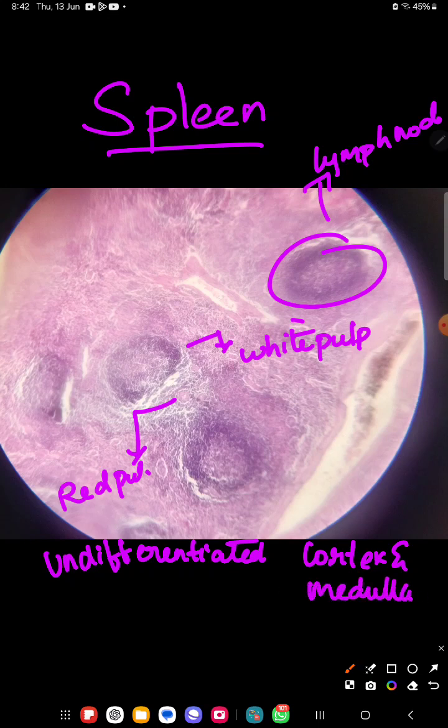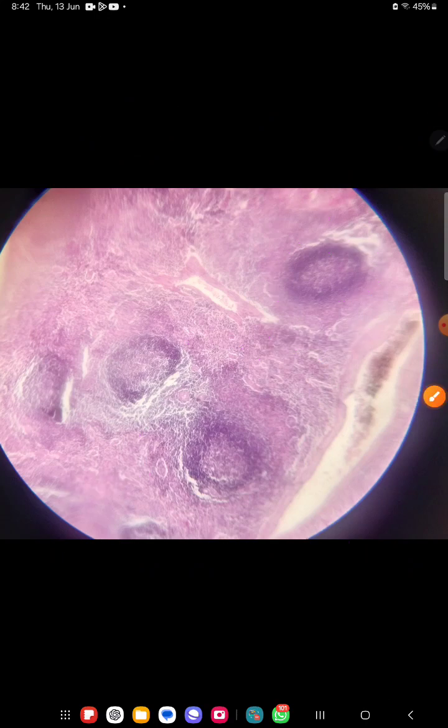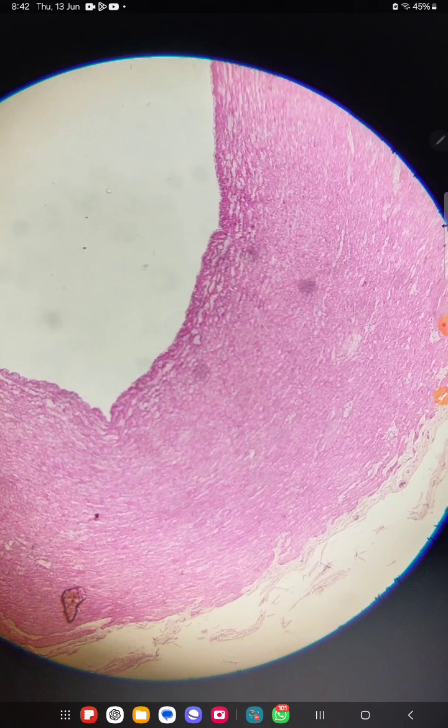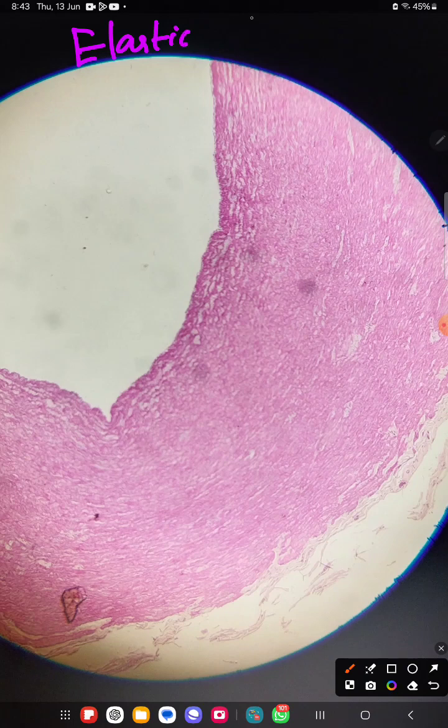That's all. Then after, I am going to talk about something very important. I always make mistakes in this type of question. This is a muscular artery. This is an elastic artery. It has a tunica intima, tunica media.